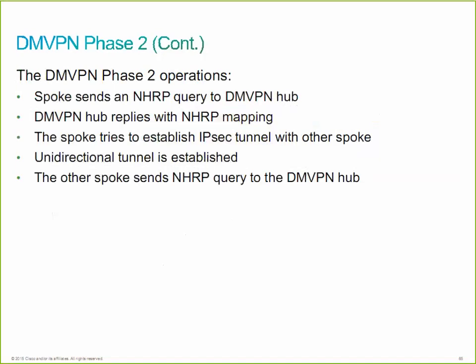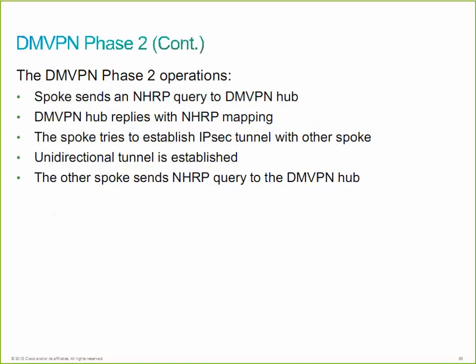When a spoke wants to send traffic to the network on another spoke, spoke-to-spoke communication, it's going to check its routing table. And we know that routers route based on next hop IP. In the case of DMVPN Phase 2, that next hop IP address in the routing table points directly to the other spoke router's tunnel interface. Okay? Not the physical interface, the tunnel interface.